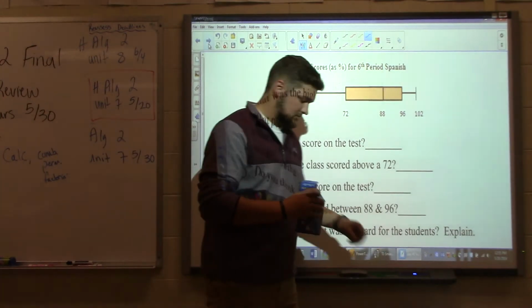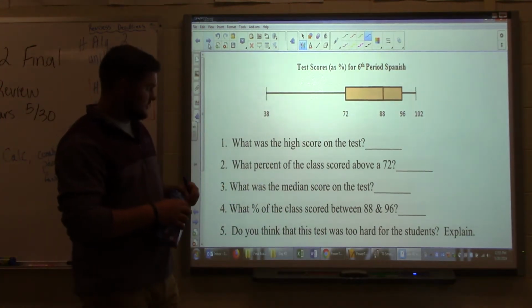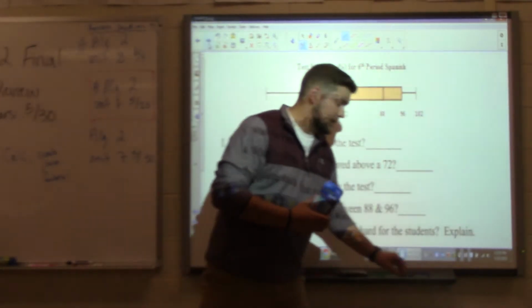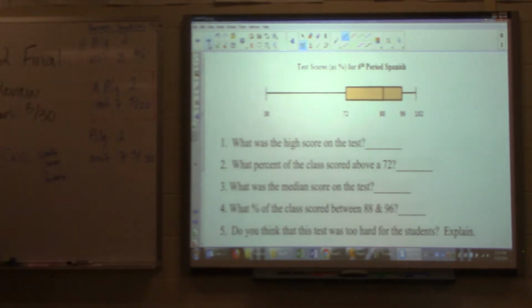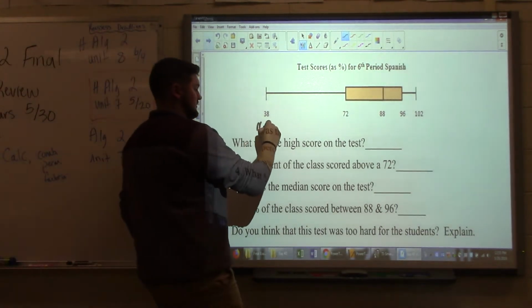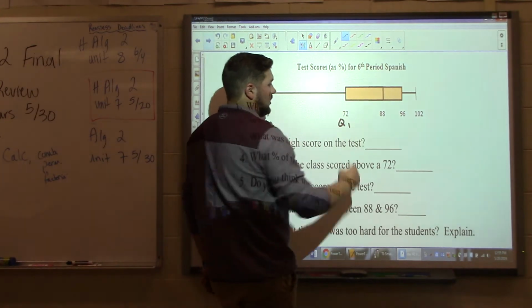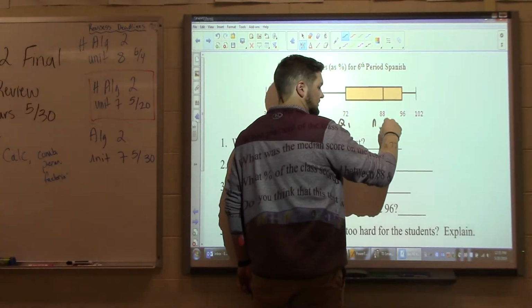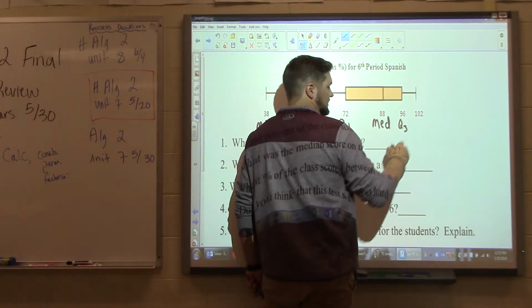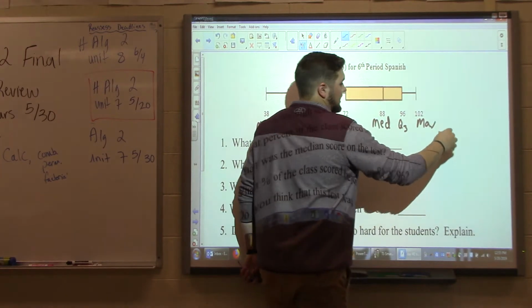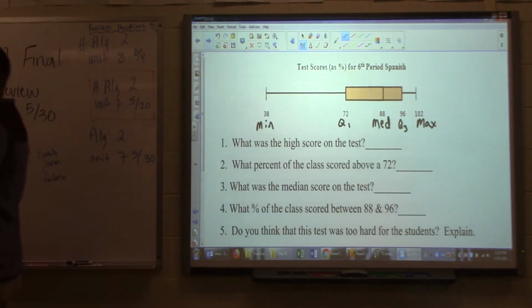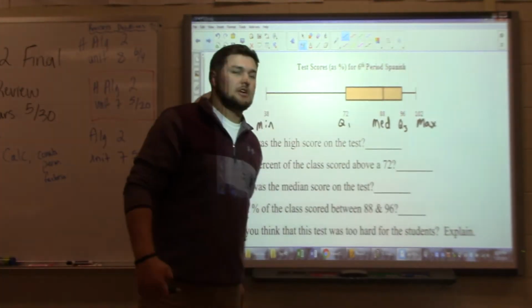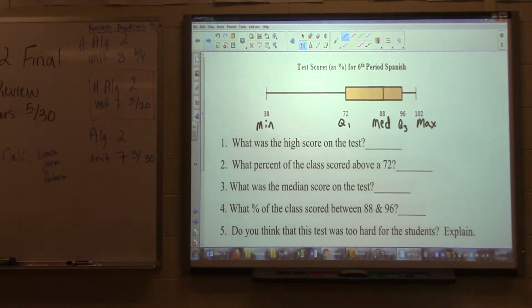Minimum. Okay, which one's the minimum? 38. 38 is the minimum. 72 is Q1, the lower quartile, good. 88 is the median. 96 is the upper quartile. And 102 is the max. Good. Our 2 farthest points out are our minimum and maximum. The 2 ends of the box are Q1 and Q3, lower quartile and upper quartile, and that line in the middle is our median. That 5 number summary we talked about.